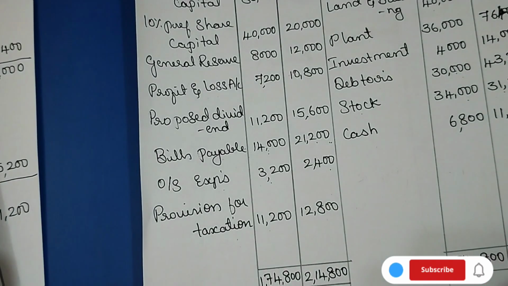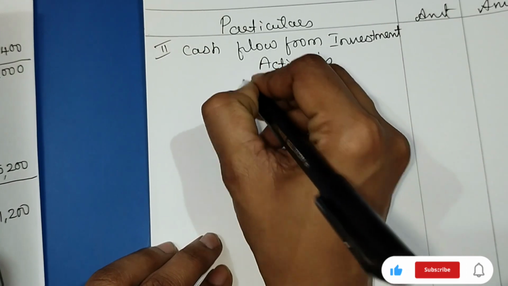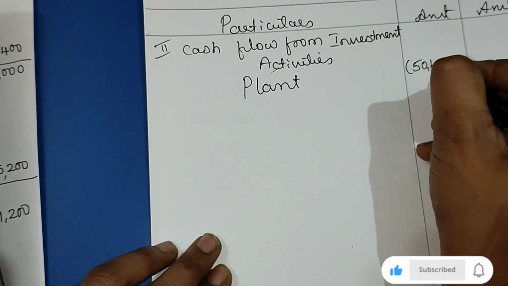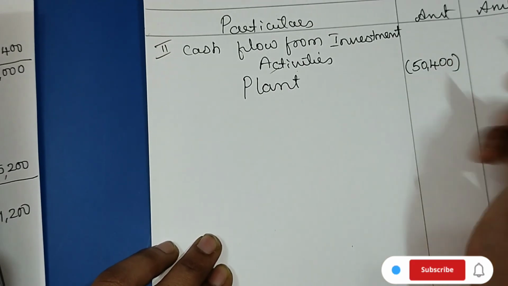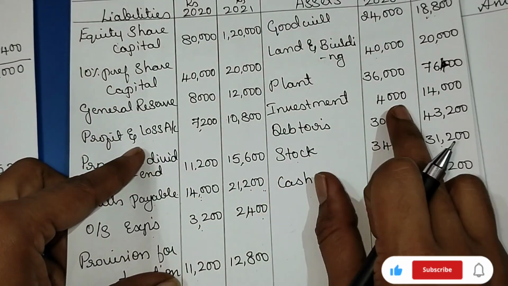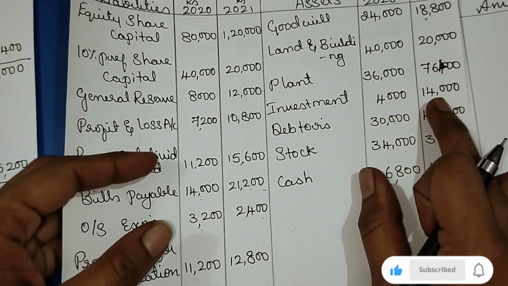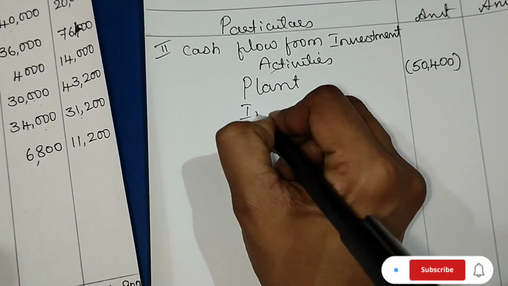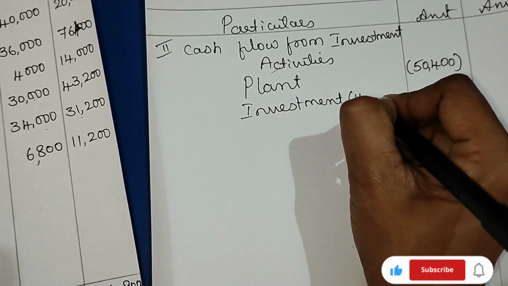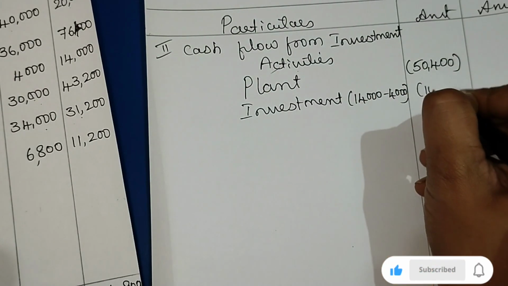Okay. Now we are recording this balance 50,400 as a purchase. Plant purchase. Any purchase that we are deducting because cash is going out. Okay, 50,400. Next, investment. Investment here only you can see it was previous year 4,000, now 14,000. So you have purchased an investment. Investment, what is the difference? Difference you are taking 14,000 minus 4,000, 10,000.